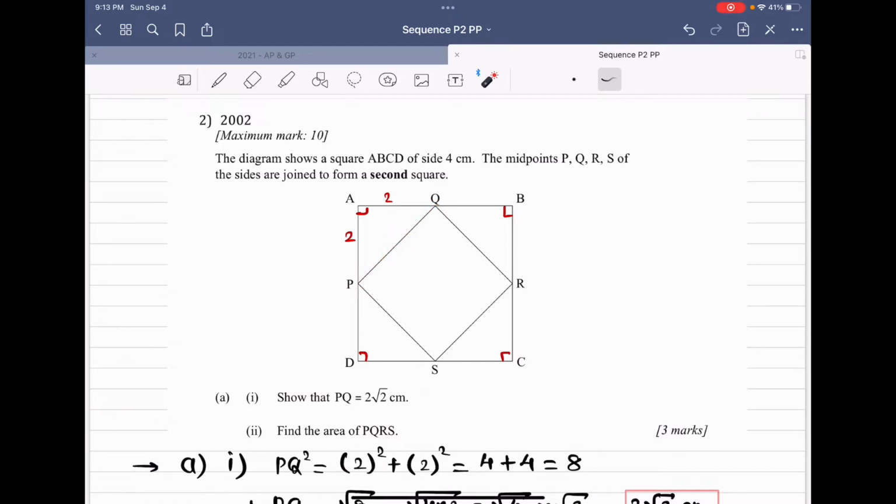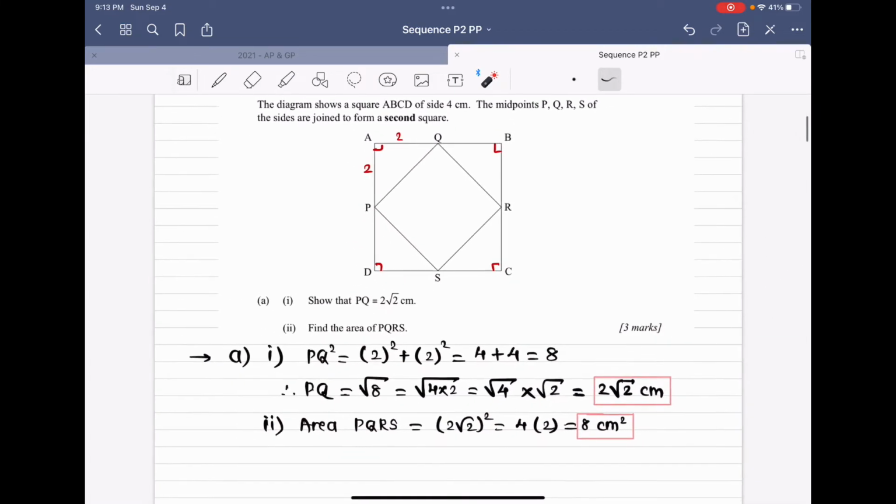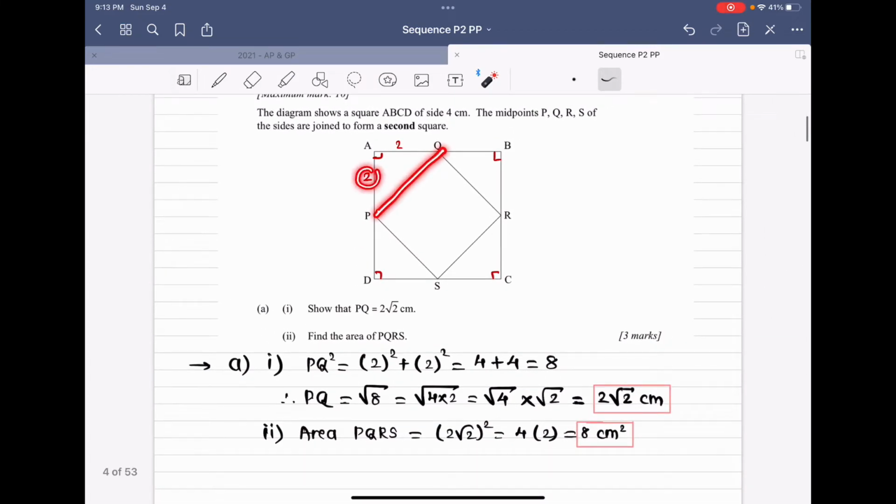You know one rule, whether it's a rectangle or a square, always their adjacent sides make a 90 degree angle. So this is a 90 degree. You can take any triangle. You know this is 2 because it is a midpoint, where P and Q. So this becomes a hypotenuse. I am using the Pythagoras theorem. PQ square is equal to 2 square plus 2 square, which is 4 plus 4, which is 8. So PQ is equal to square root of 8, which is square root of 4 times 2, which is square root of 4 times square root of 2, which is 2 root 2 centimeter. So your first part is done.